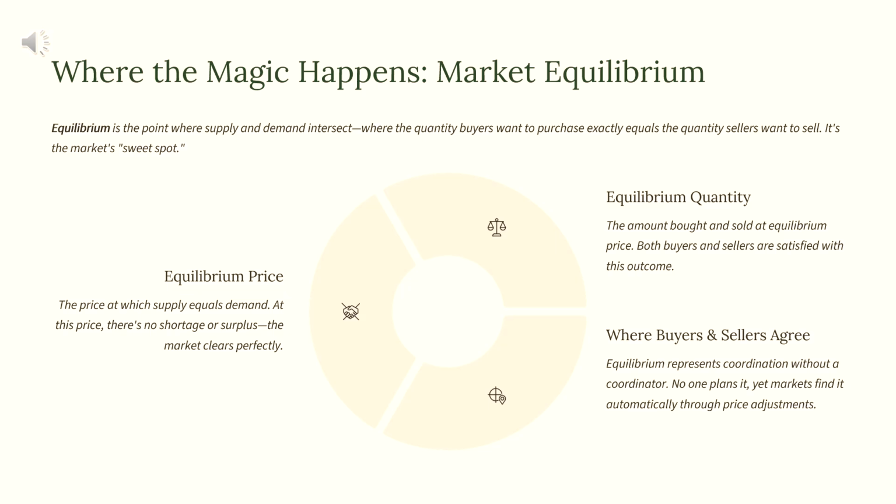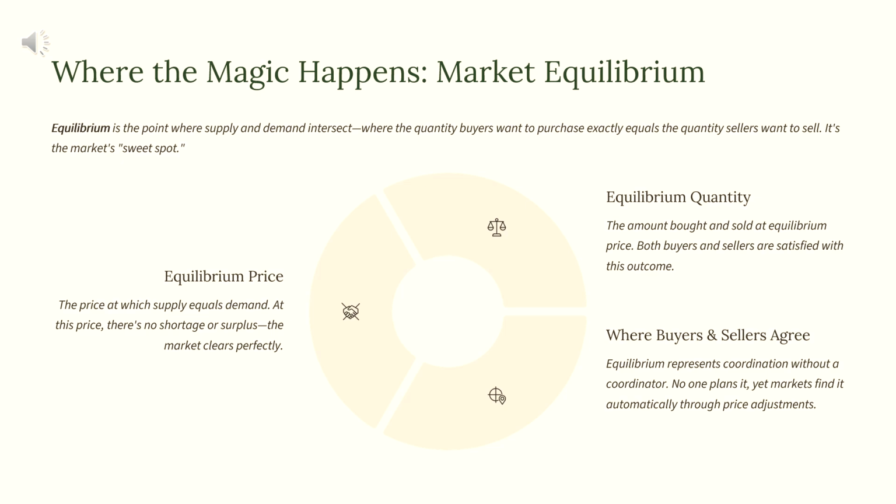And now, this is the part where the magic happens: market equilibrium. Equilibrium is the point where supply and demand intersect, where the quantity buyers want to purchase exactly equals the quantity sellers want to sell. It is the market's sweet spot. There are some terms like equilibrium price and equilibrium quantity, where buyers and sellers agree.